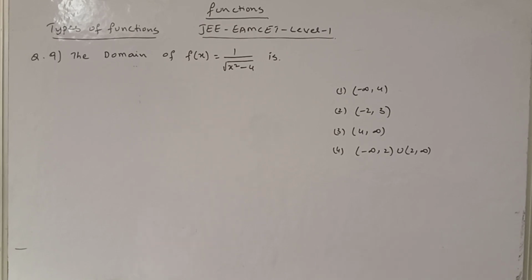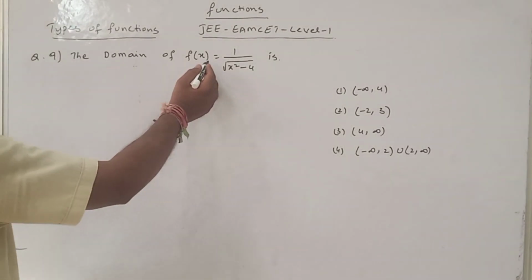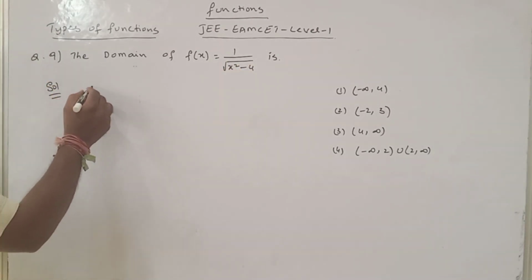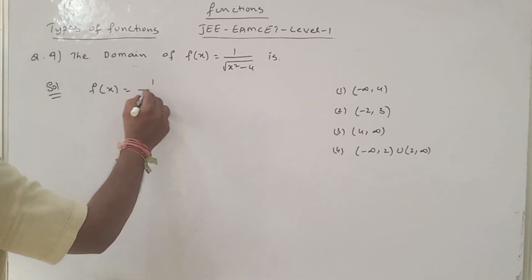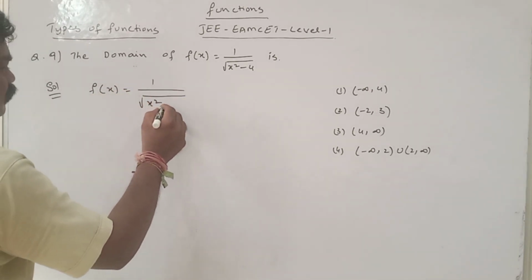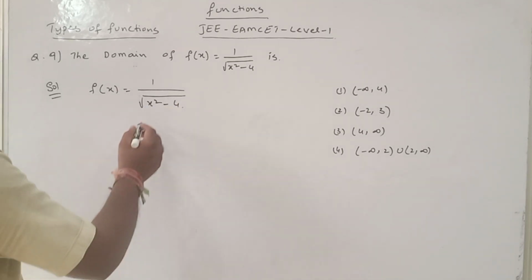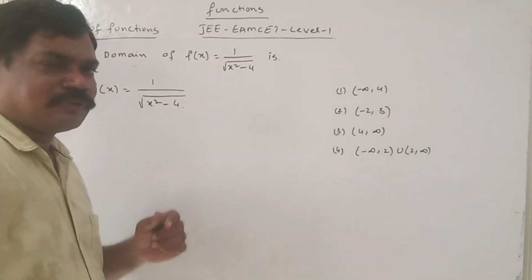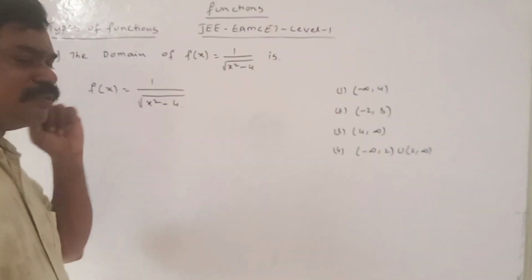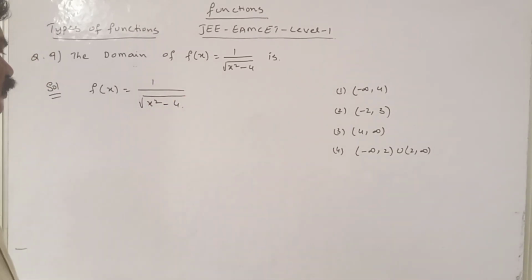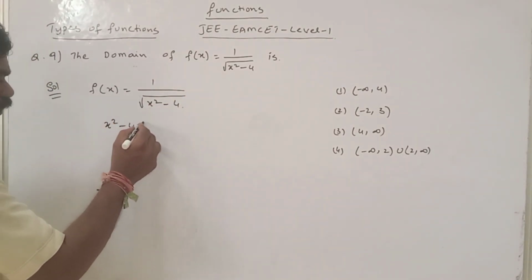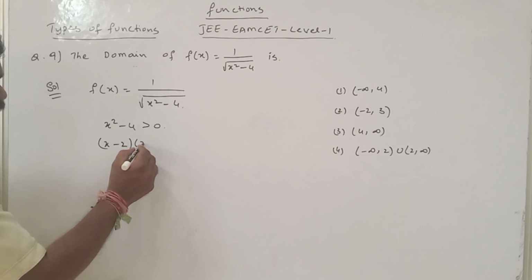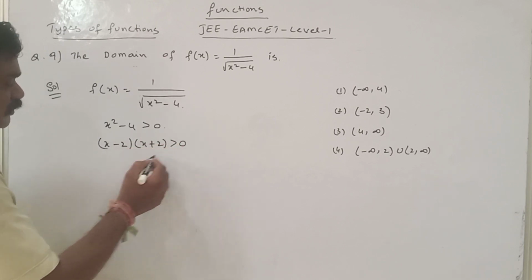Here we have one more problem on functions. The domain of f of x is equal to 1 by root over x square minus 4. So here this should always be positive. If negative, this is an imaginary number. If 0, this is not defined. So x square minus 4 is greater than 0. That means x minus 2 into x plus 2 is greater than 0.